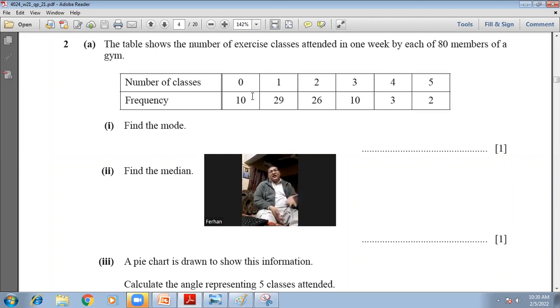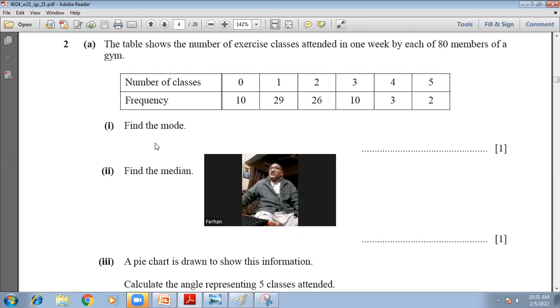If you want to find the angle for a pie chart, it is the frequency of that class divided by the total frequency, multiplied by 360. So it will be 10 divided by 80 multiplied by 360. For example, those who attended one class, there are 29 such people. The formula is very simple: 29, the frequency of that class, divided by the total frequency, which is 80, multiplied by 360, and that will give you the angle for the pie chart.